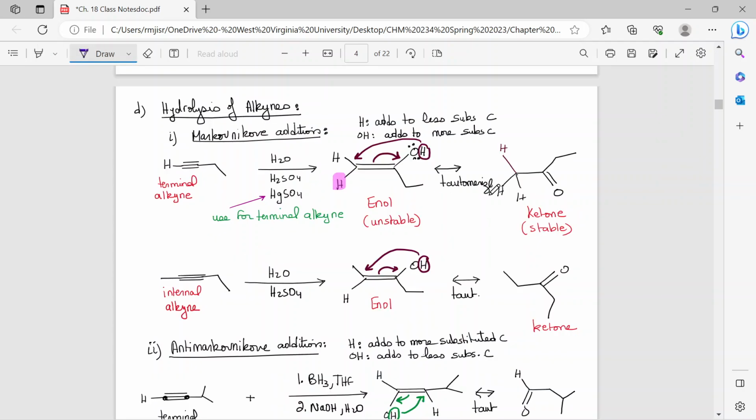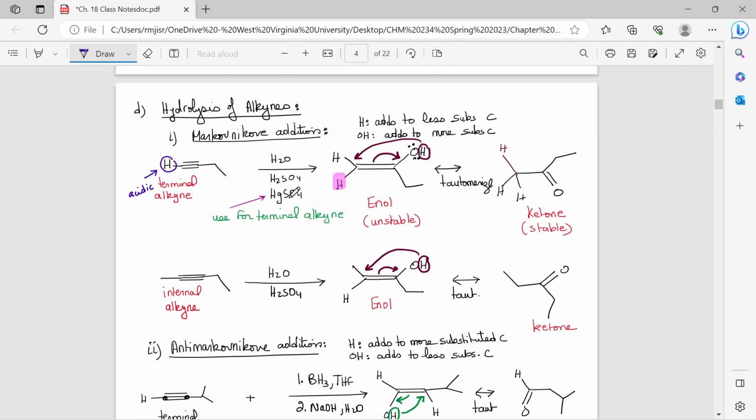Another method to form aldehydes and ketones is by adding water to the triple bond. The reaction is called hydration, and hydration can happen to triple bonds, either terminal triple bonds or internal ones. When you want to hydrate a terminal alkyne, this hydrogen is already acidic, so you cannot go ahead and add an acid like that in the first step.